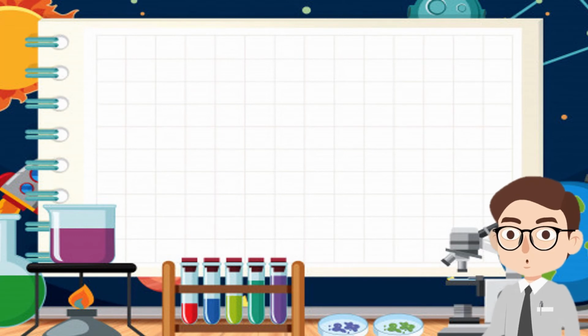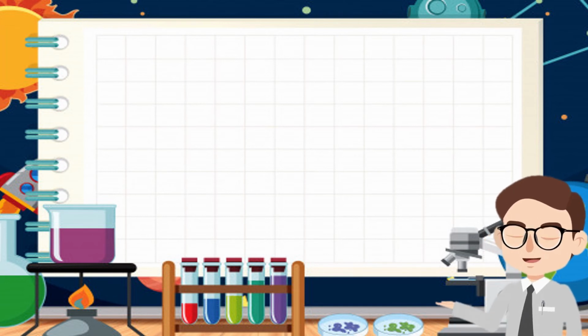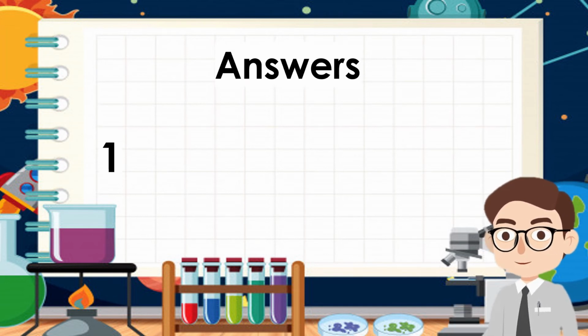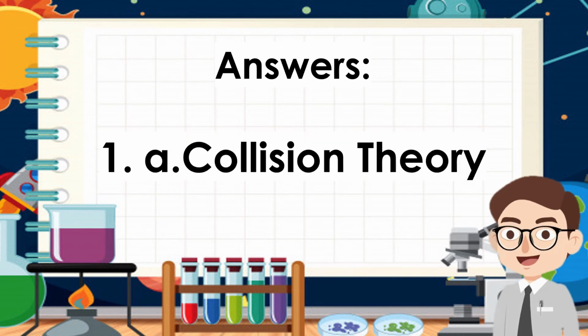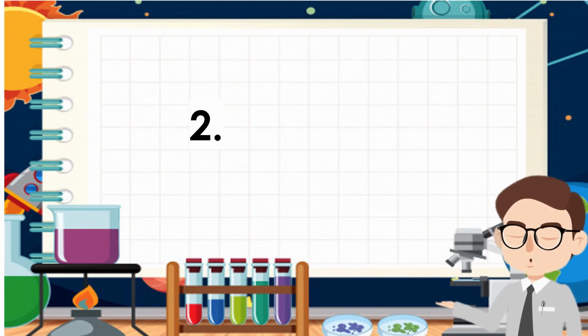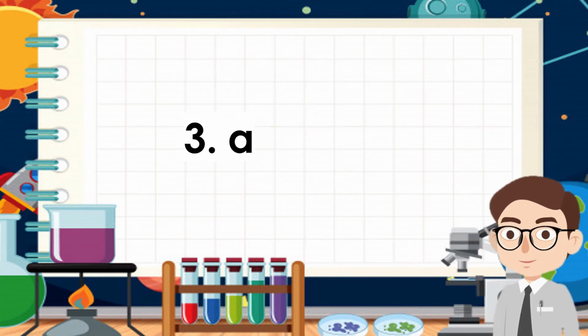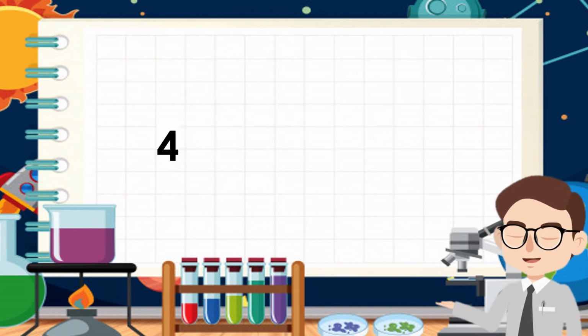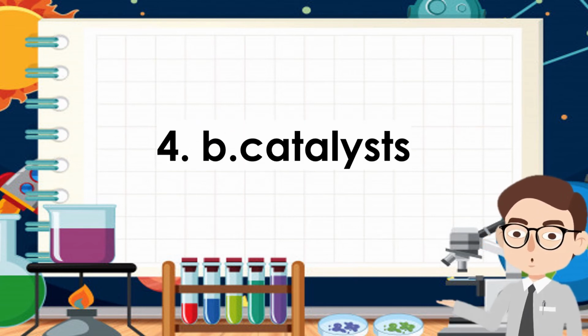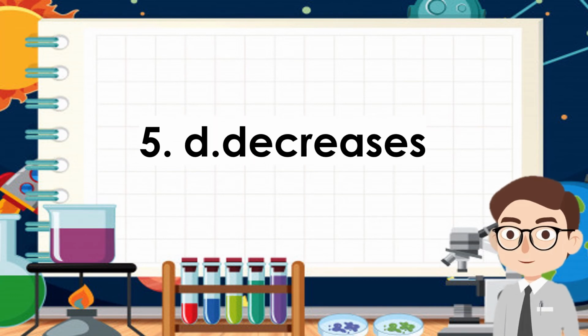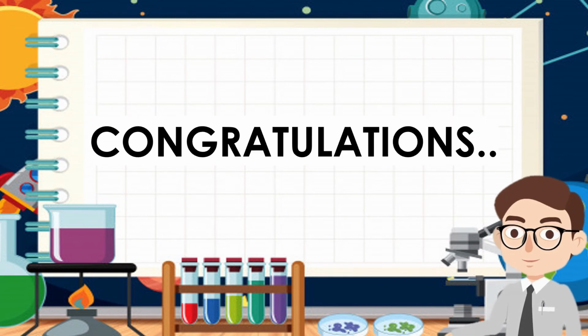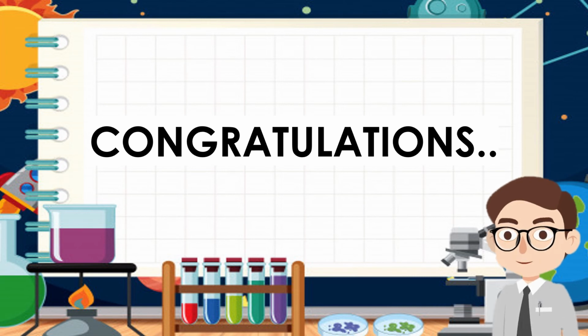So here are the answers for our assessment. Now check your own output, but be honest in checking. Okay, number 1. Letter A, collision theory. Number 2. Letter D, stress. Number 3. Letter A, higher. Number 4. Letter B, catalyst. And number 5. D, decreases. So what's your score? Can you share it with us? I hope that you learned something from our discussion.